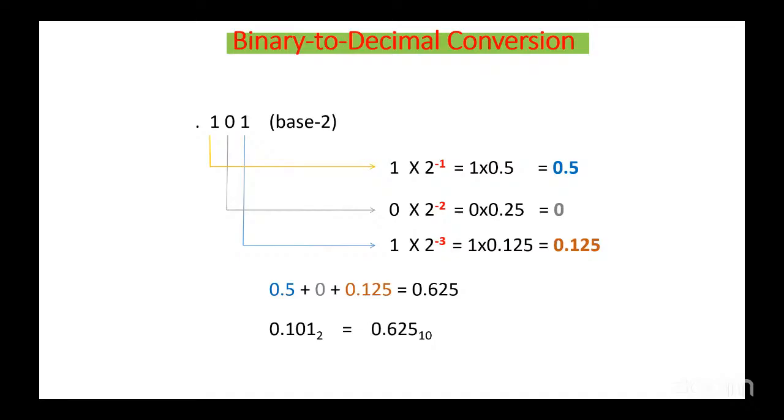So the point is considered as 0 into 2 power 0, which is 0 into 1, that means 0 only. That's why we are not considering the point here. After the 0, what is the number? 1 is there. So here the powers decrease from left to right, and increase from right to left. So 1 by 2 is 0.5, 1 by 4 is 0.25, 1 by 8 is 0.125. By adding, you get the decimal.